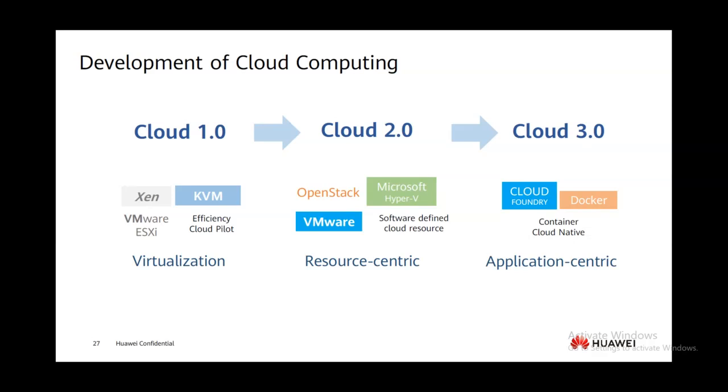In 2.0, we have OpenStack, Microsoft Hyper-V. And VMware also contributed a lot to make it what is called resource-centric. So basically, the concentration is more on resources. Now we have Cloud 3.0. That's where we have the cloud native that includes Docker and containers. So also this provides more applications that are designed for the cloud environment.